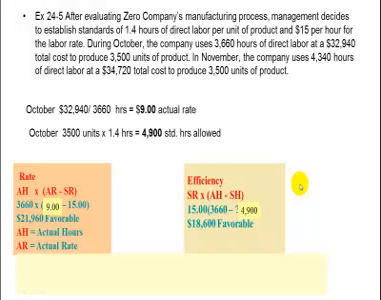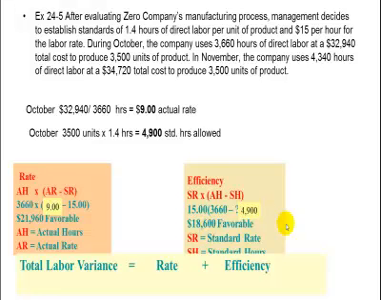So it's going to be the difference between 3,660 and 4,900. That difference multiplied times $15 will give us this favorable efficiency variance of $18,600. And I have a little notation that SR stands for standard rate, and SH stands for standard hours.